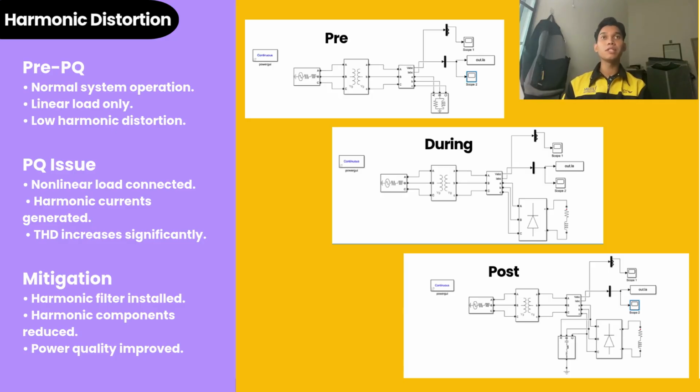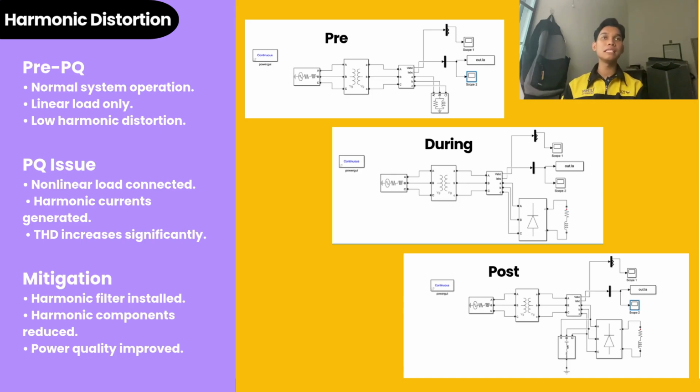Next, for the during PQ issue condition, a nonlinear load is introduced using a three-phase diode rectifier represented by the universal bridge block. The nonlinear load generates harmonic current, which distorts the current waveform and significantly increases the THD level. Finally, for the post-PQ condition, a three-phase harmonic filter is installed in parallel with the nonlinear load.